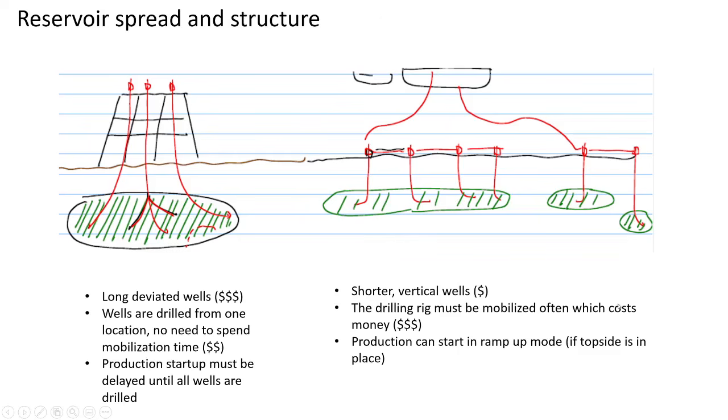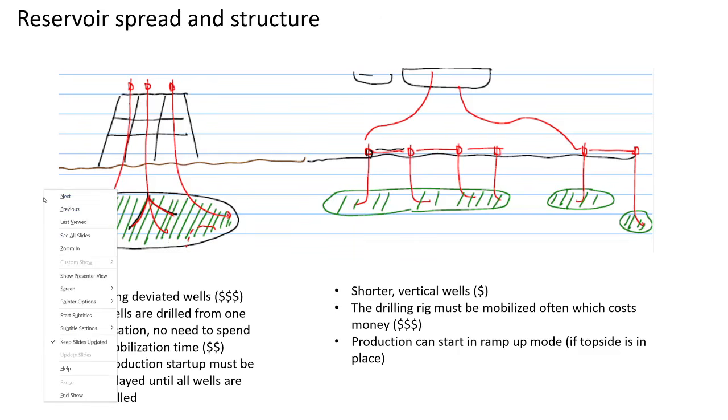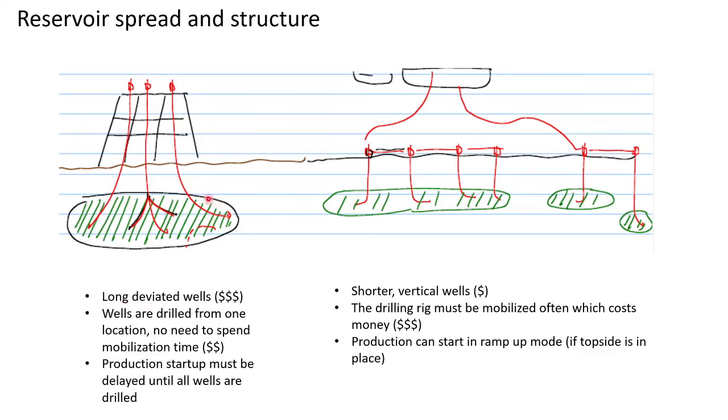Okay, now type of Christmas tree. Here you have two examples. If you have a reservoir which is concentrated, maybe you can drill all wells from the same location. So in this case we are using a jacket and then we're drilling the wells from there.